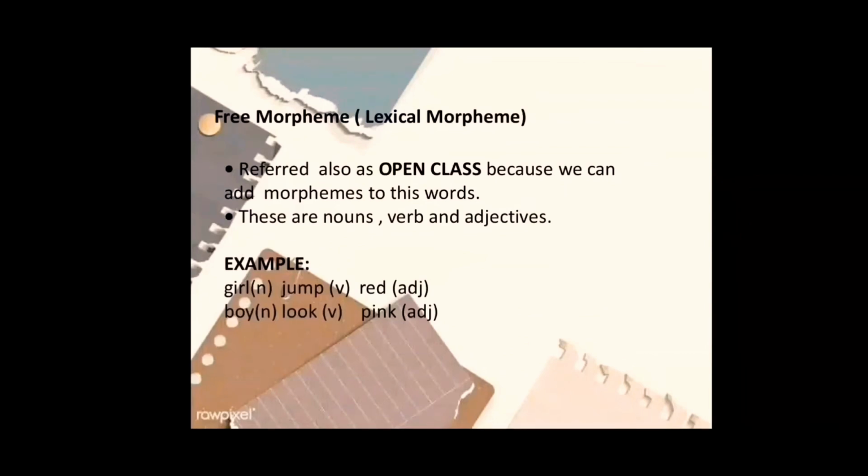There are two types of free morpheme. Number 1, lexical morpheme. Lexical morphemes are also referred to as open class because we can add morphemes to these words. These are nouns, verbs, and adjectives. For example, girl, boy, noun. Jump, look, verb. Red, pink, adjective.